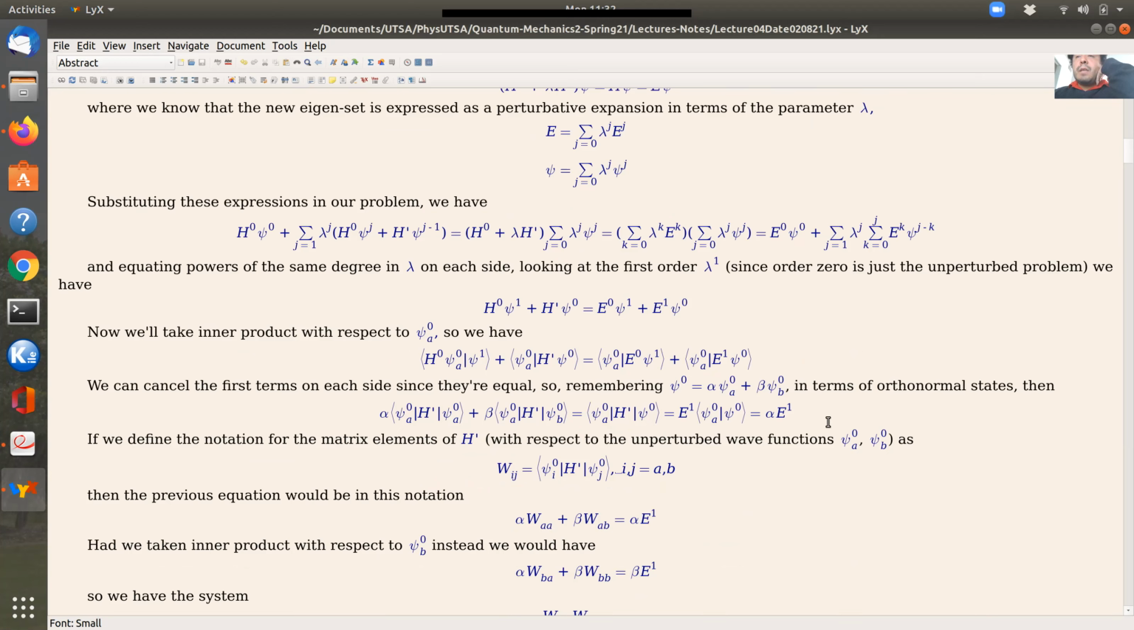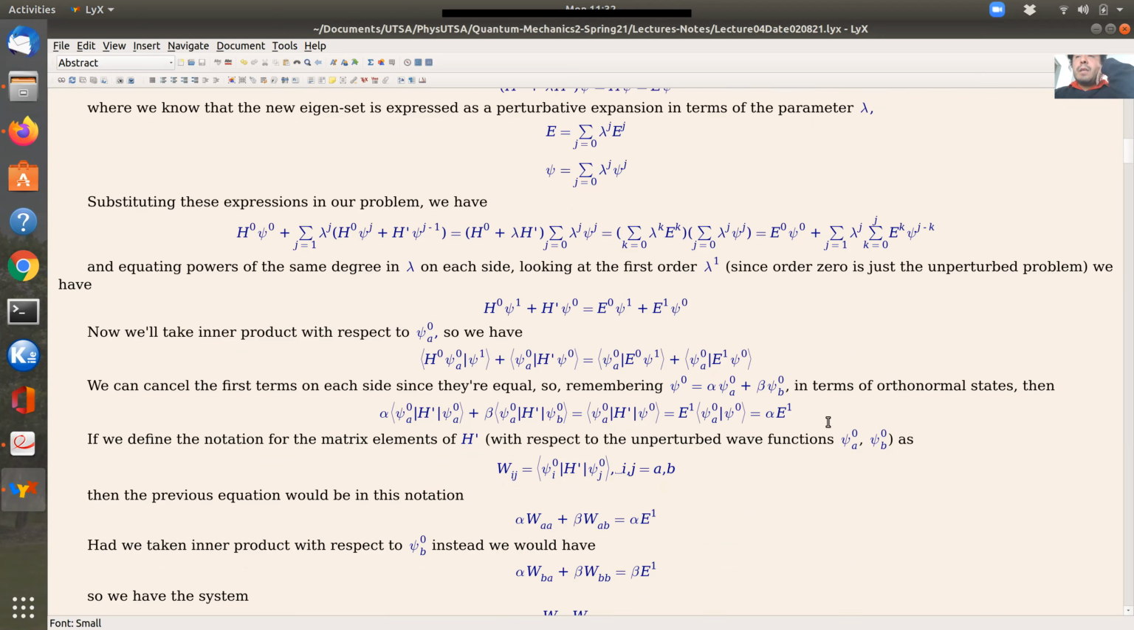So this means that, as in any eigenvalue problem, the matrix W minus E1 times the identity must be a singular matrix, which means that the determinant must be 0, if it is to be singular.